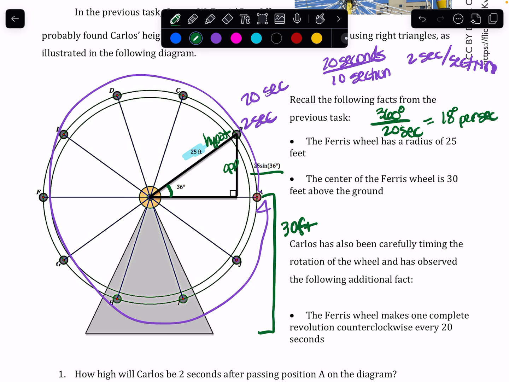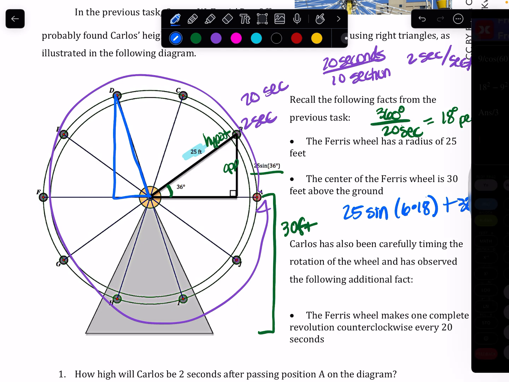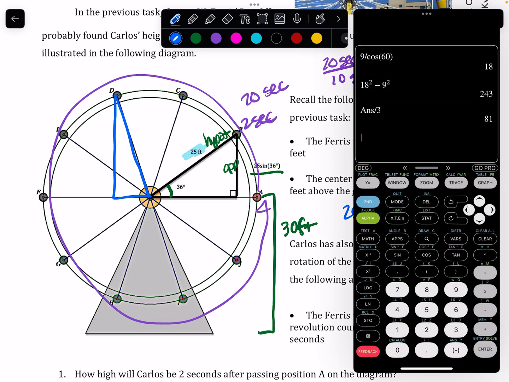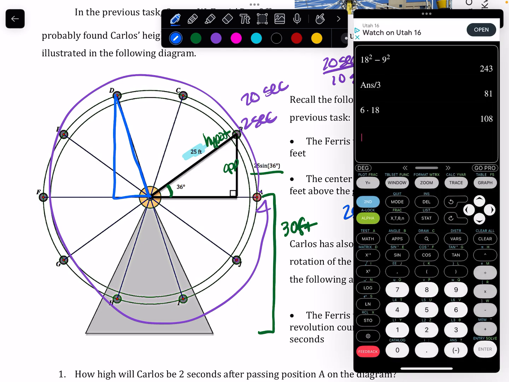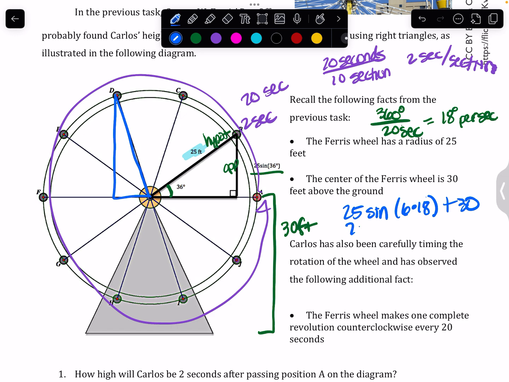Now, depending on how you did the problem, there's a couple ways that you could have solved for this height here. So some of you might have done that this is 25 sine times, this would be at 2, 4, 6 seconds. So I would do 6 times 18, and then we would add the 30 to that. So if we do 6 times 18, then that gives us 108.